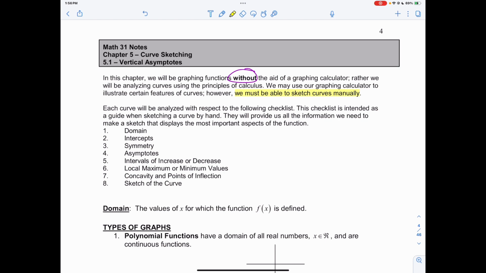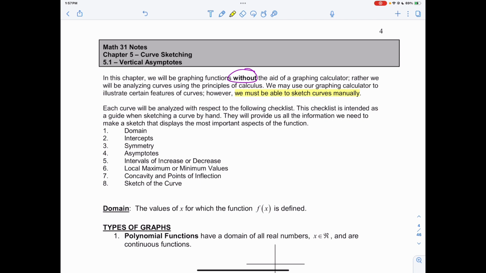The checklist is intended as a guide when sketching a curve by hand, and it will provide us with the information we need to make a sketch that displays the most important aspects of a function. Now, you're not going to have to illustrate every single point, but these are the key characteristics that help us properly do our curve sketches. So, we have our domain, intercepts, symmetry, asymptotes, intervals of increase and decrease, local maximum or minimum values, concavity and points of inflection, and then actually sketching the curve.